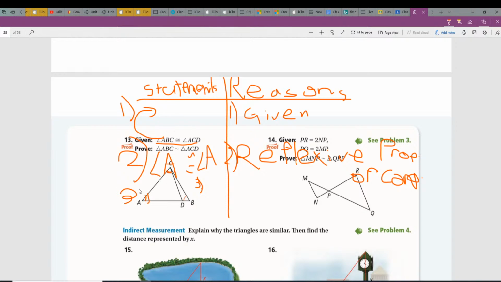We can conclude that ABC is similar to ACD. It's a weird C over there. By, how do we know this? A postulate.